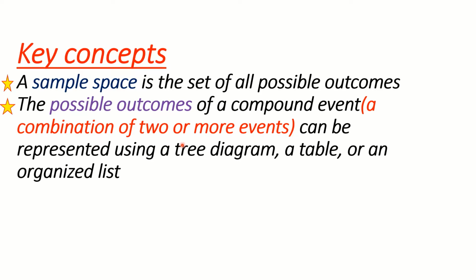The combination of two or more events can be represented using a tree diagram. You can show this combination by using a tree diagram, or a table, or an organized list. And we are going to see each of them one by one.